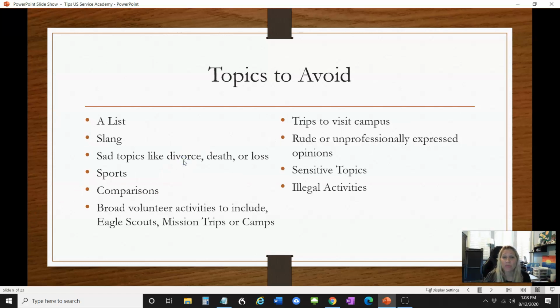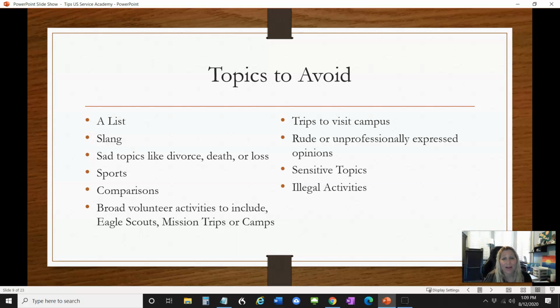All right, topics to avoid. Okay, so here's kind of my list of topics to avoid. A list. If you're just going to list a bunch of your achievements and activities, don't. Do not. That is not an essay. That is not even an interesting essay to read. You may think, oh, look at all these wonderful things. They have your resume. They do not need you to re-list all the cool things you do in an essay. They have your resume. Leave it at that.